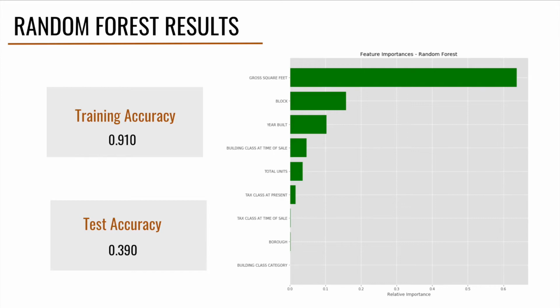We used an N estimator of 50, and by graphing it, we also realized that gross square feet, block, year built, building class at time of sale, total units, and tax class at present were essential to our current model. This means other aspects can be dropped.